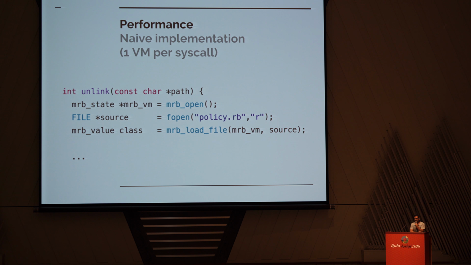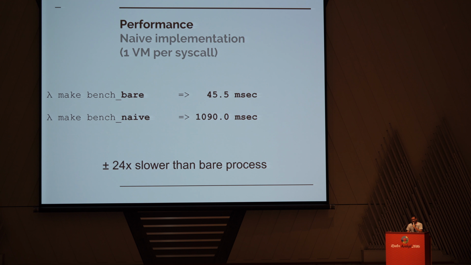So the first naive implementation of this system call hijacking type of program was trying to hijack unlink, because rm is actually using the unlink system call. At the top of this function, we create a new VM with mruby open. We open up a file, the policy.rb. We load the file, and then we call some methods inside of that file.